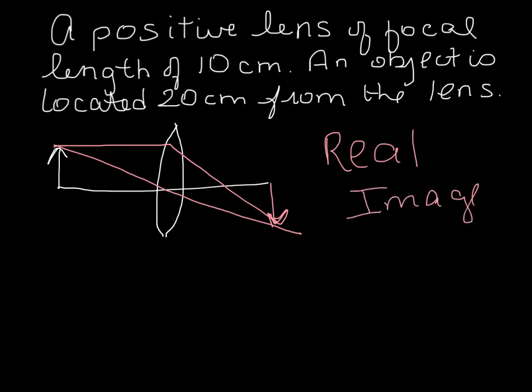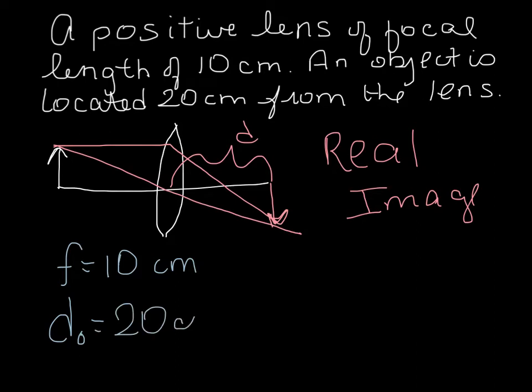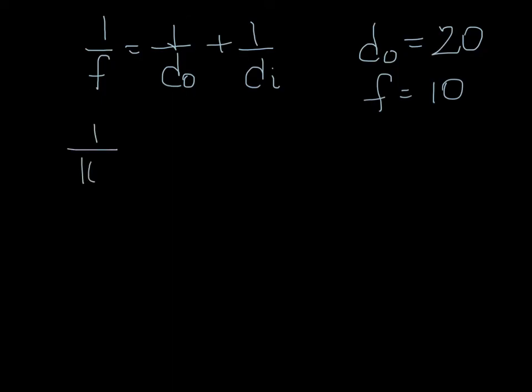And we want to know what this distance is. Well, what do we know? We know focal length is 10 centimeters. And we know distance of the object is 20 centimeters. We know the formula: 1 over focal length equals 1 over DO plus 1 over DI. So that gives us 1 over 10 has to equal 1 over 20 plus 1 over DI.